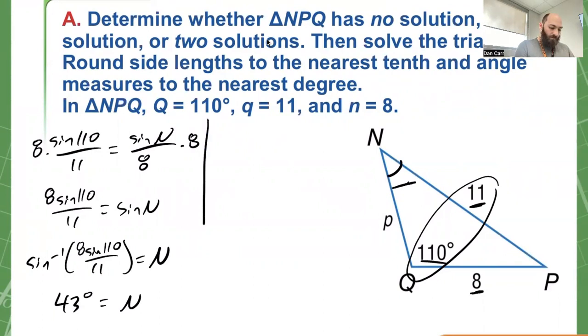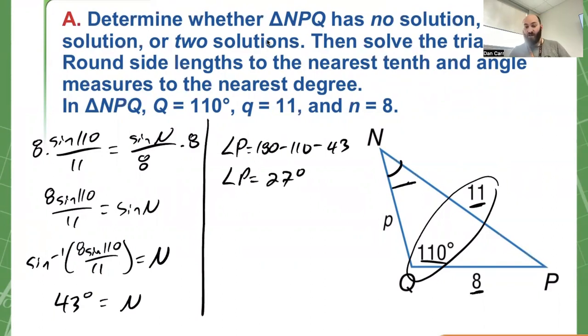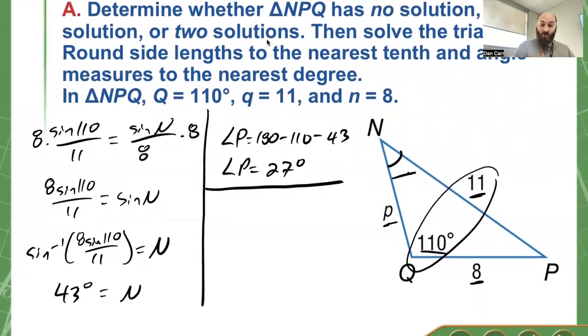Okay. Now, to solve the rest of this, angle P is pretty straightforward. I'm just going to take 180 minus the 110 minus the 43 degrees. So angle P comes out to 27 degrees when I subtract those. Finding side P is my last part right here. I have to do law of sines again. Now that I have angle P, I can use that.